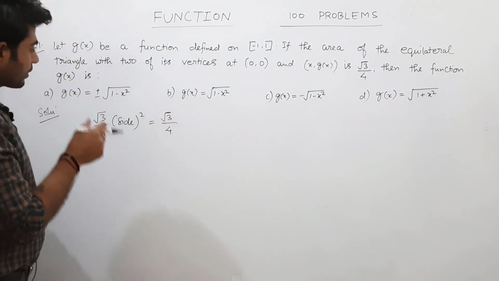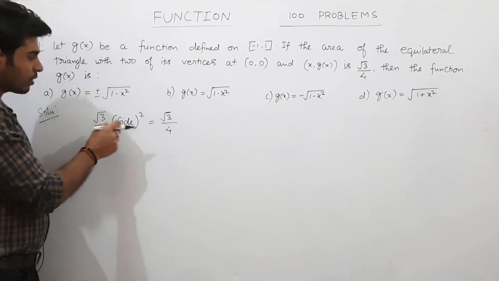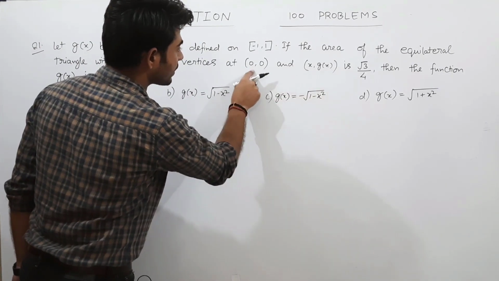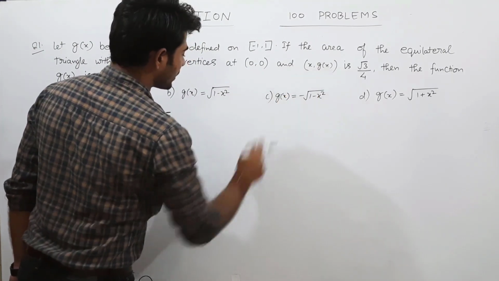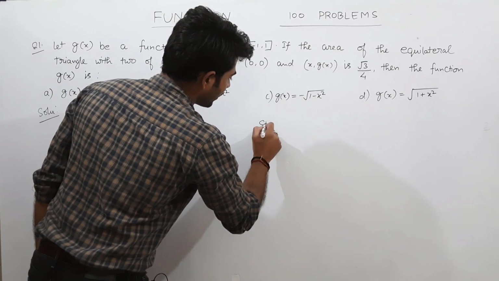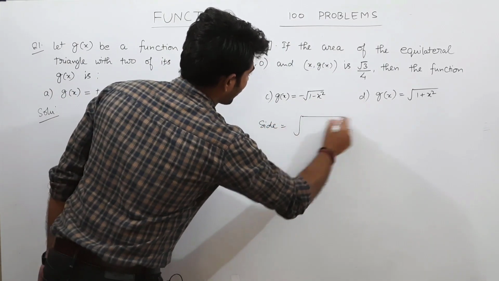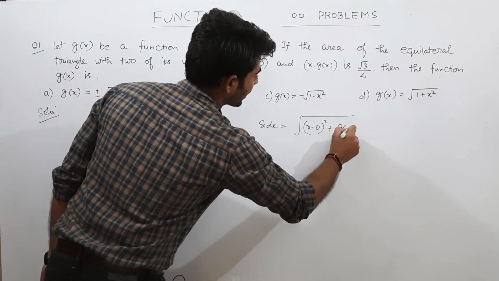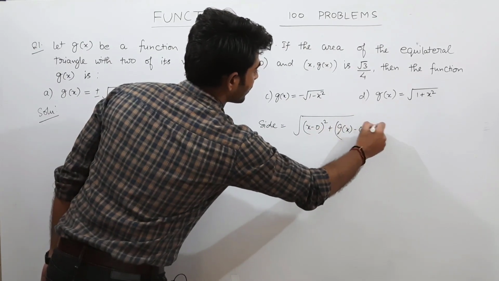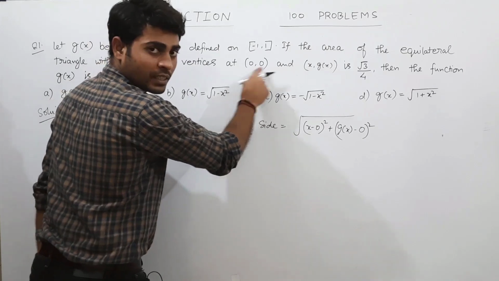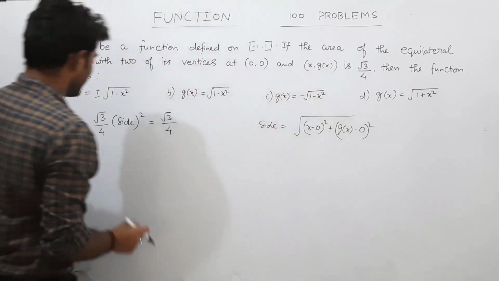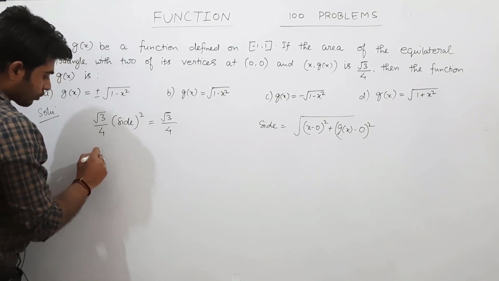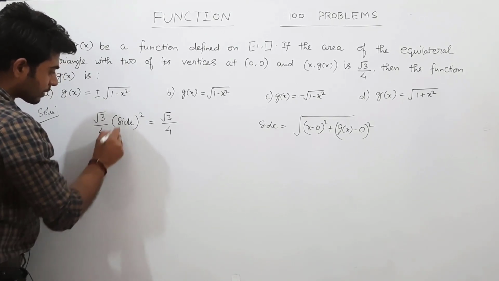Now since in an equilateral triangle all sides are equal, we can find one of the sides whose extremities are (0, 0) and (x, g(x)). So we can find that side. It will be root over (x minus 0) whole square plus (g(x) minus 0) whole square. This is the length of the side joining these two points. So now we will square this side. So it will be root 3 by 4 times side square.